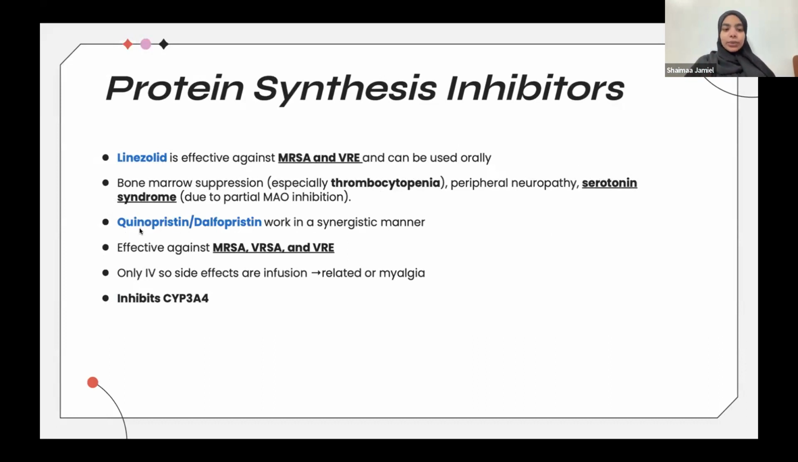The last drug, which is quinupristin, dalfopristin, there are actually 2 drugs that work together in a synergistic manner, and they are effective against MRSA, VRSA, and VRE. However, they are only IV. So linezolid is oral, but quinupristin, dalfopristin are only IV. And their side effects, therefore, are going to be IV site, like infusion site related, like pain or so on, and myalgia. And quinupristin, dalfopristin inhibit CYP3A4.